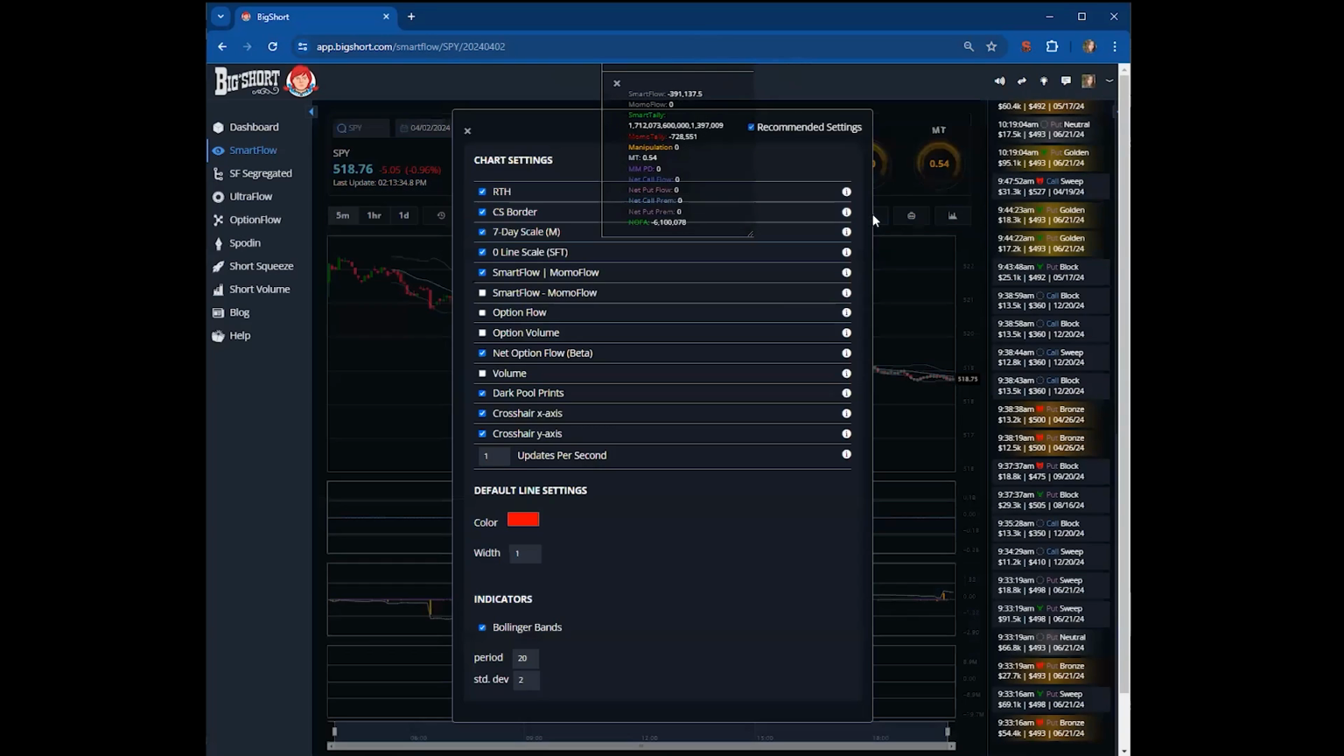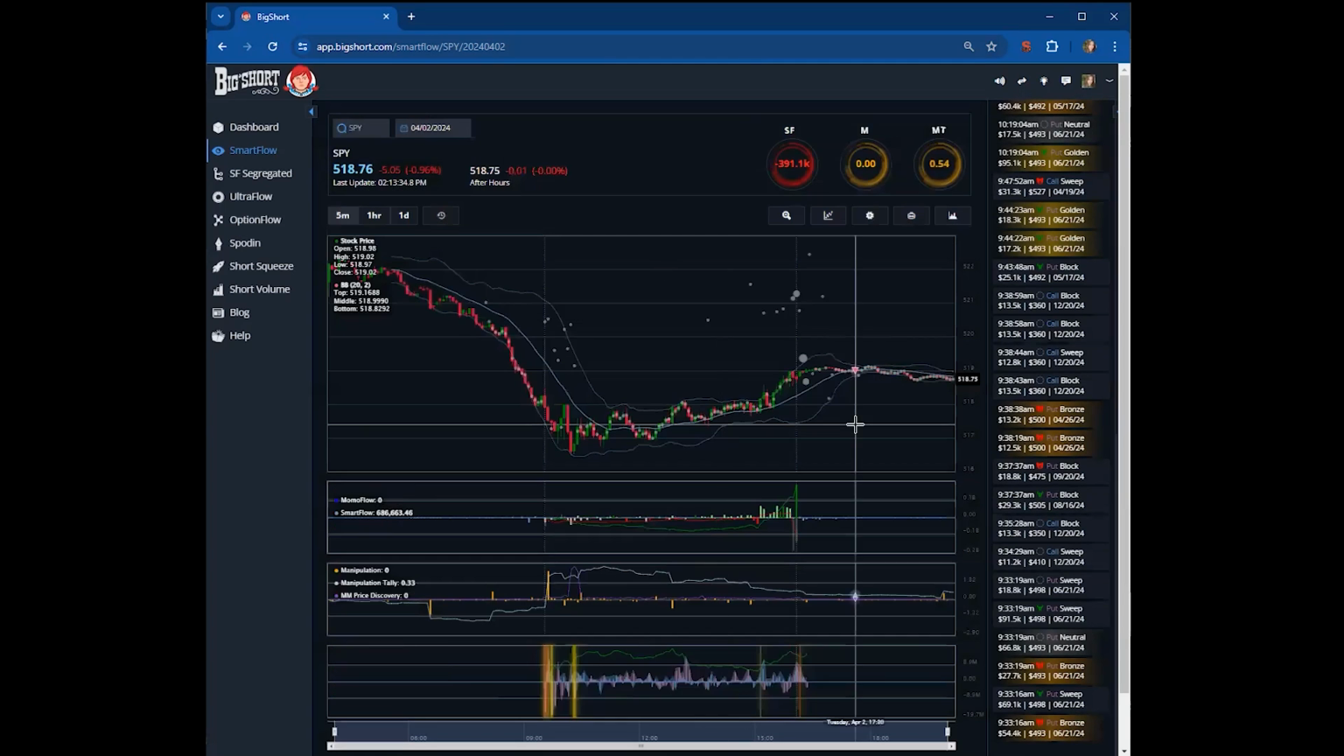And in the chart settings, I recommend just checking this recommended settings box if you're a new user, and it'll set the charts to the way that we recommend our users use our charts. But you can always toggle things on and off, and you can choose to have the Bollinger Bands on and off as well.